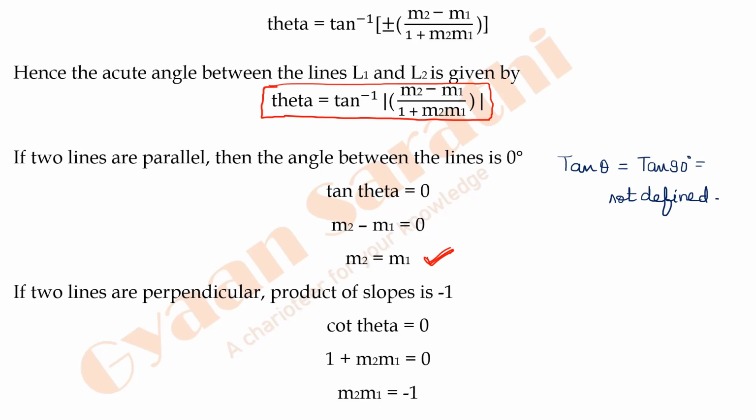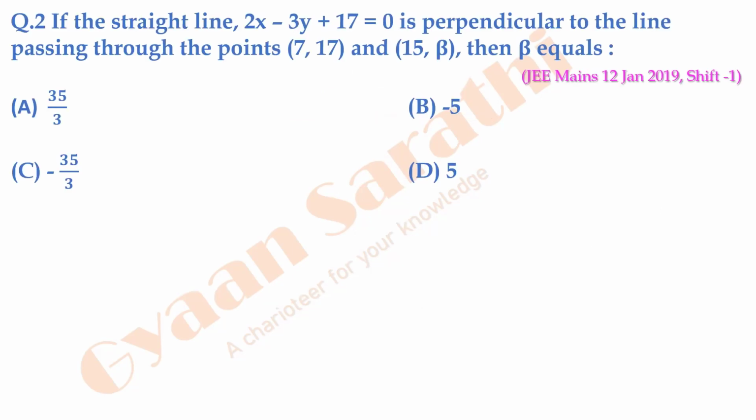In this case the thing would be not defined only when the denominator is 0. In that case 1 plus m1 m2 is equal to 0. Hence m1 m2 should be equal to minus 1. Okay, so I hope we understood how the product of the slopes is minus 1 if the two lines are perpendicular.